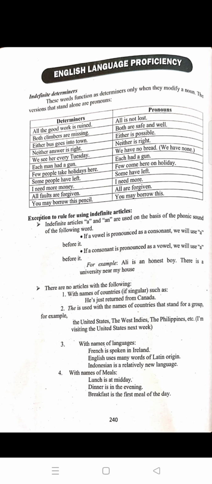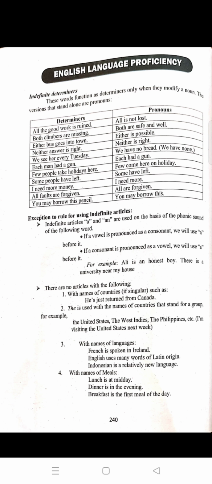So, exceptions to the rule for using indefinite articles. Indefinite articles a and an are used on the basis of the phonic sound of the following word. If a vowel is pronounced as a consonant, we will use a before it. Of course, you already know this. If a consonant is pronounced as a vowel, we will use an before it. There are no articles with names of countries, such as: he's returned from Canada. So you don't say he's returned from the Canada. Do not place an article there.